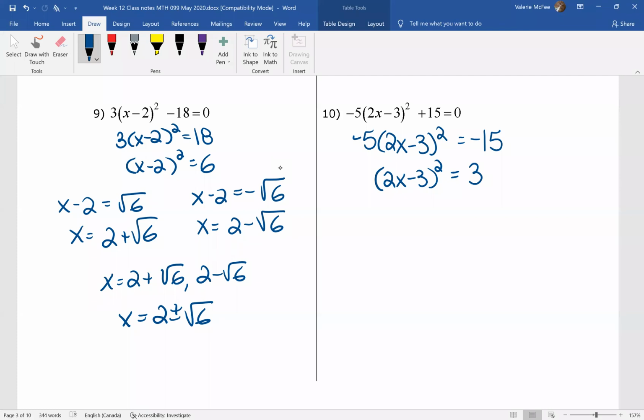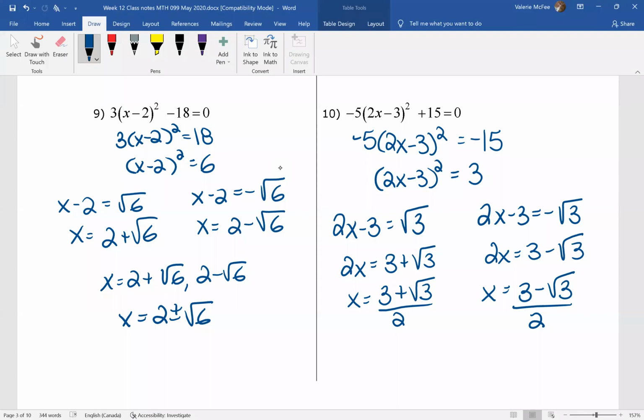The first thing you did was isolate your square. Now you have two equations. After we had our two equations, we added 3 to both sides and divided both sides by 2. Again, we have two answers that could be separated by a comma, or x equals 3 plus or minus the square root of 3 all over 2.